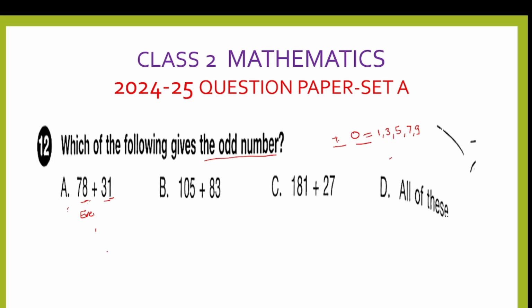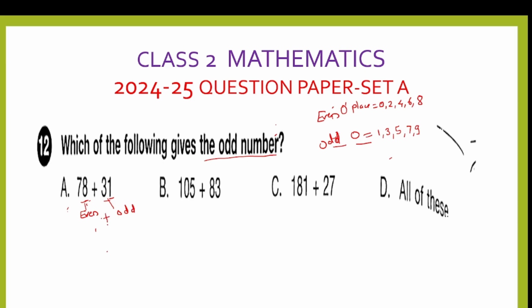So an even number means that at the ones place there are 0, 2, 4, 6, 8, these numbers. So these are called even numbers. And for odd numbers, at the ones place there are 1, 3, 5, 7, 9. Okay. Now, what do we have? 78 is an even number, 31 is an odd number.